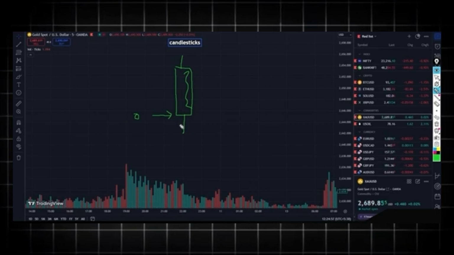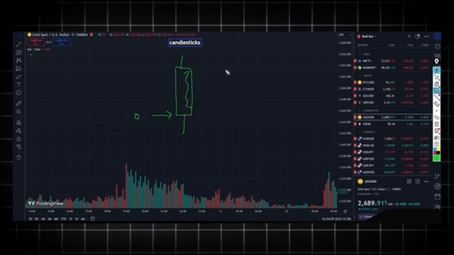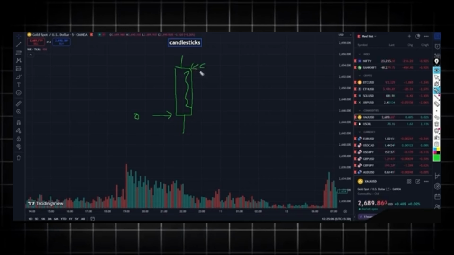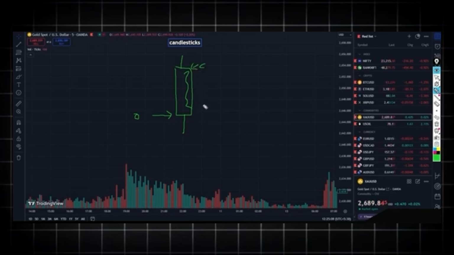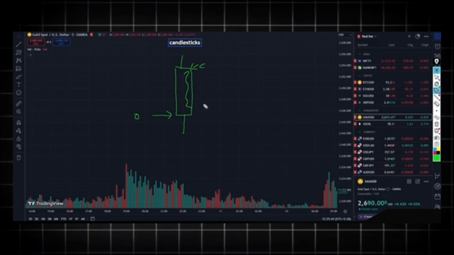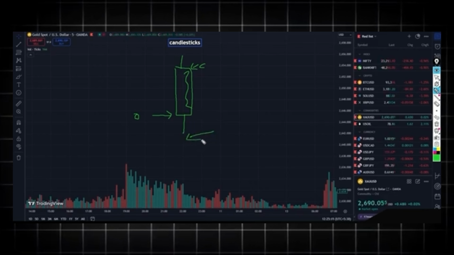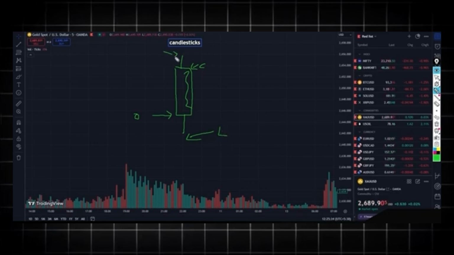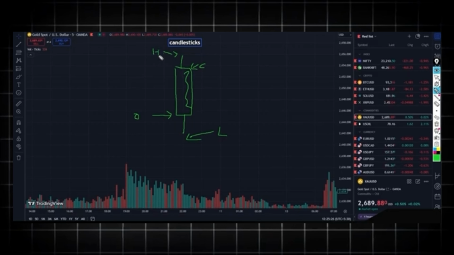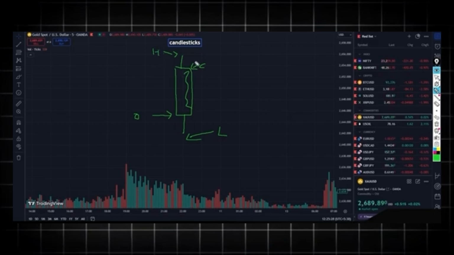So, this point that you can see, the lowest point of the body, we call it the open point, meaning the price movement that has happened in the 5-minute time frame. That price opened at this point, right? And closed at this point. The body tells you the open and close points. And the wick tells you the highest and lowest points.